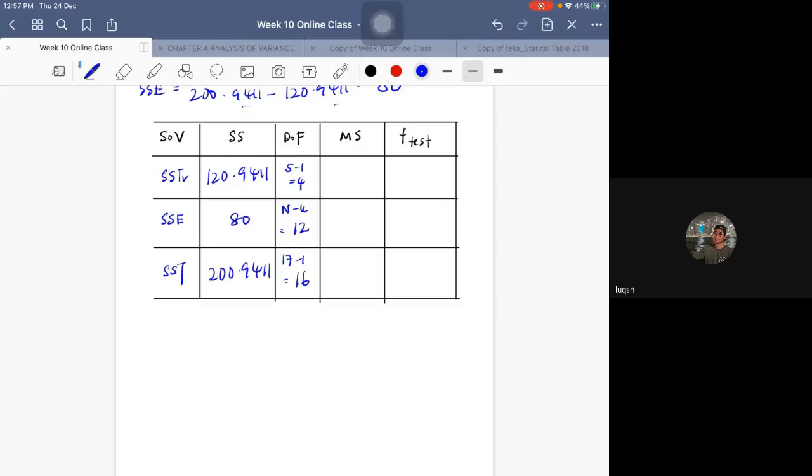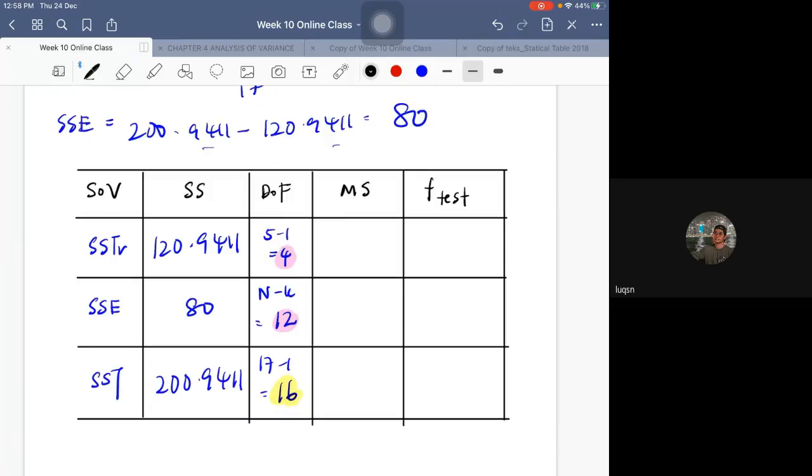And of course, you can check whether or not your calculation is correct. You can simply take this value, add that amount with this value, and you should get the total value. So 4 plus 12 is indeed going to be a value of 16. Okay, so now I'm going to find the mean square.